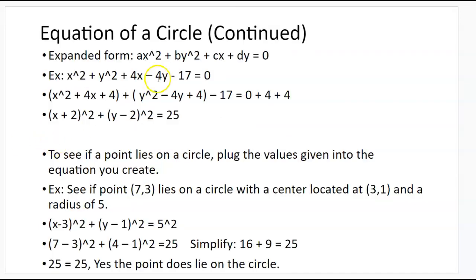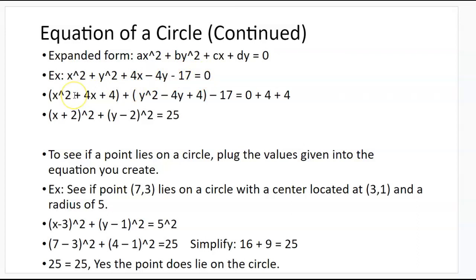And then this is the expanded form of a circle. It's when we have expanded the equation of a circle, and it's not in standard form anymore. So it's ax^2 + by^2 + cx + dy = 0. So here's a little example: x^2 + y^2 + 4x - 4y - 17 = 0.